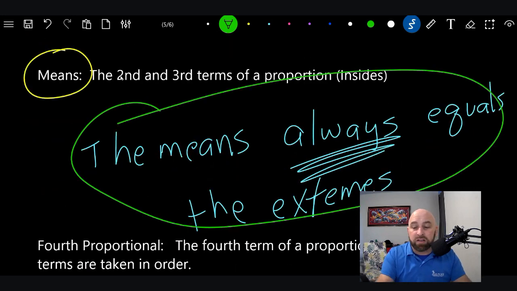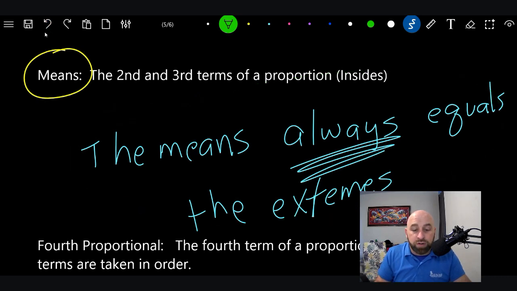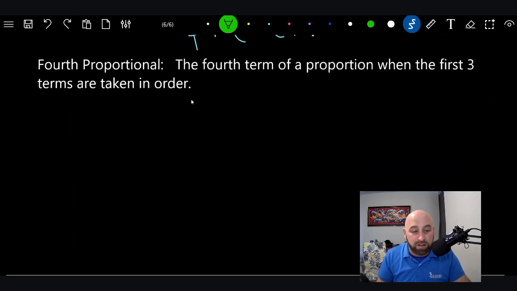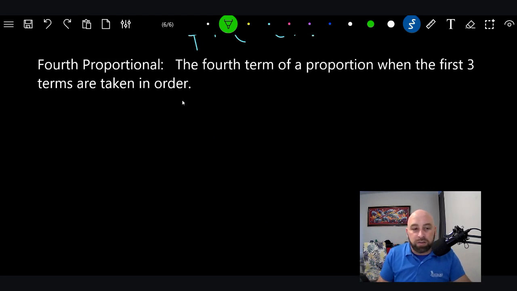If it doesn't work out, if the means don't equal the extremes, guess what? You don't have a proportion. Your fractions are not proportional to each other. Proportional means that the means equal the extremes every time. All right, a couple interesting things here, and then we'll be done with this lesson.